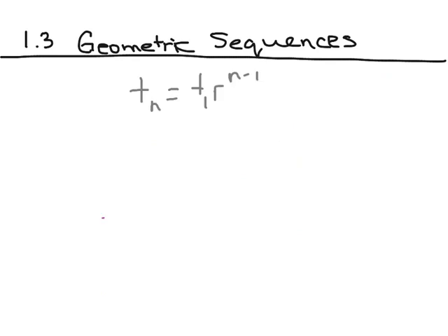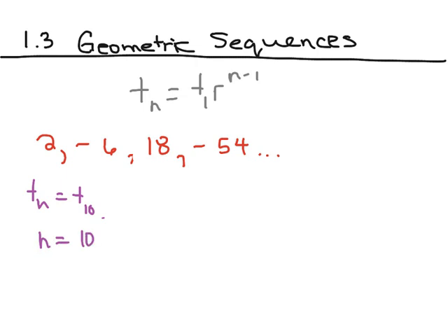The general term for a geometric sequence is Tn equals T1 times R to the power of n minus 1. Tn is your nth term, so the term you're looking for. T1 is your first term, R is your common ratio, and n is your number of terms. So for the following sequence, 2, -6, 18, -54, determine the 10th term. So we want to find Tn to be T10, and n will be equal to 10. We're looking for 10 terms.